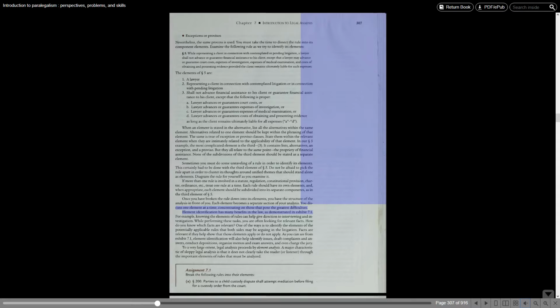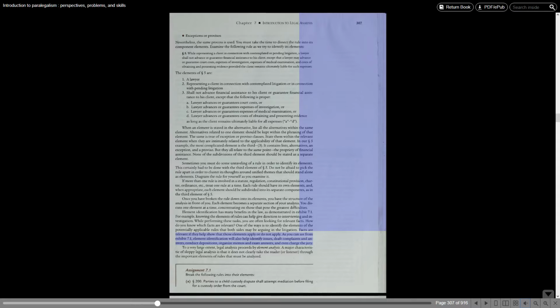Element identification has many benefits in the law, as demonstrated in Exhibit 7.1. For example, knowing the elements of rules can help give direction to interviewing and investigation. While performing these tasks, you are often looking for relevant facts. How do you know which facts are relevant? One of the ways is to identify the elements of the potentially applicable rules that both sides may be arguing in litigation. Facts are relevant if they help show that those elements apply or do not apply.